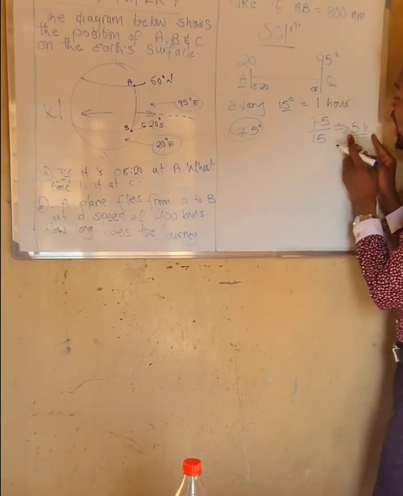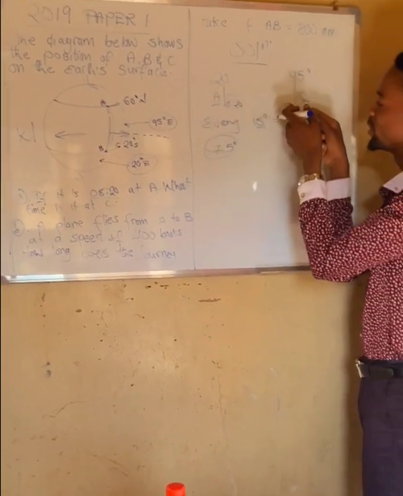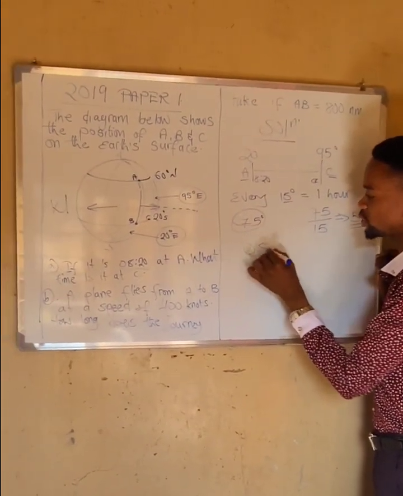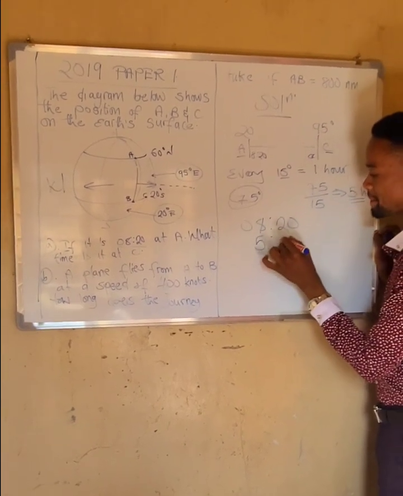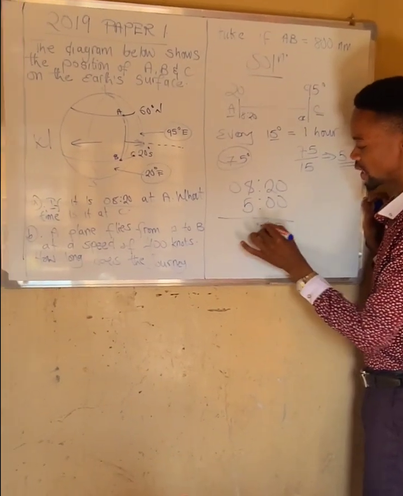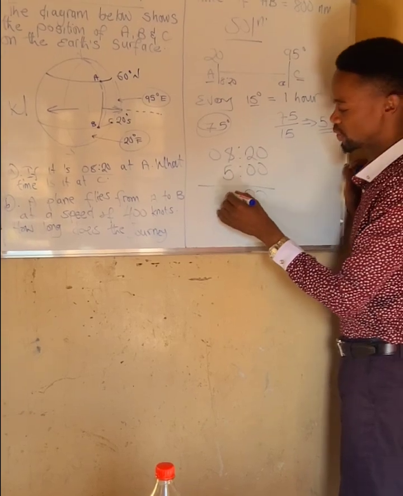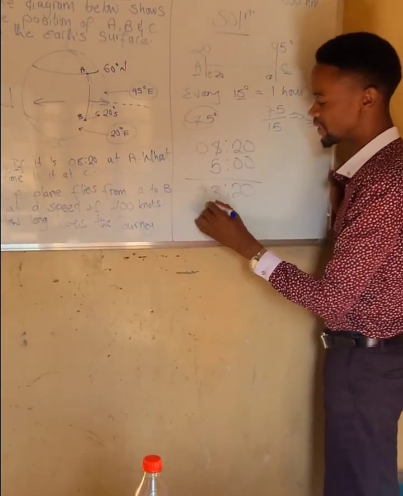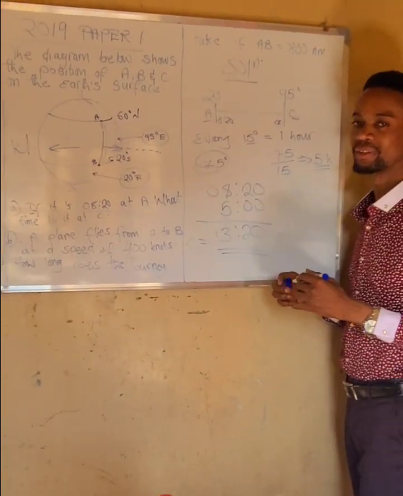So these 5 hours that we have should be added to 8:20 so that we know the time at C. So we'll simply say 8:20 should be added with 5 hours. And when we add this, 8 plus 5 gives us 13. So at point C, the time should be exactly 13:20. Thank you.